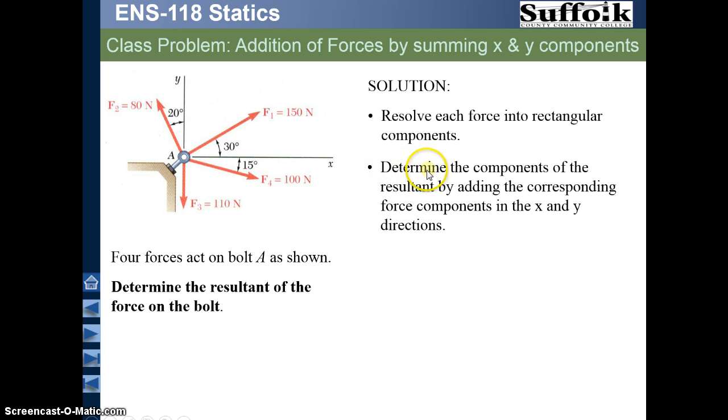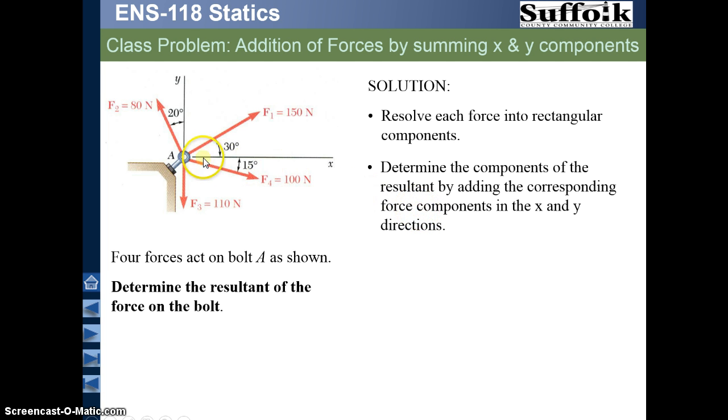Okay, we're going to determine the components of the resultant force by adding each one of these individual component forces in the corresponding x and y directions. So we're going to sum up all of the x's, F1x, F2x, F3x, and F4x, and all of the y components, F1y, F2y, F3y, F4y. When we sum these up, though, we have to sum them up algebraically.